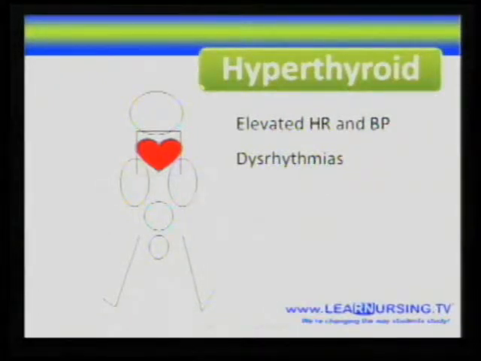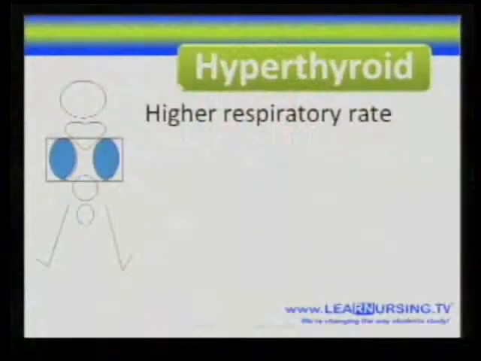Didn't know what it was. We'll talk a little bit more how that felt for her, but her heart would just race, literally just like a hummingbird, and they didn't know why for a while. It took them all to figure it out. Respiratory. Of course, if it was slow in Hashimoto's, it's going to be fast in Graves'. It's going to have a higher respiratory rate.